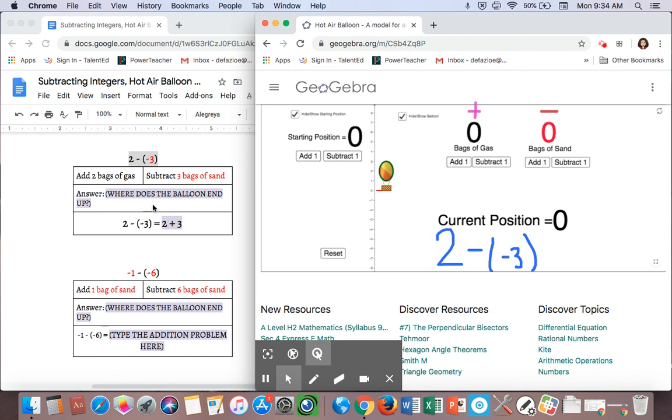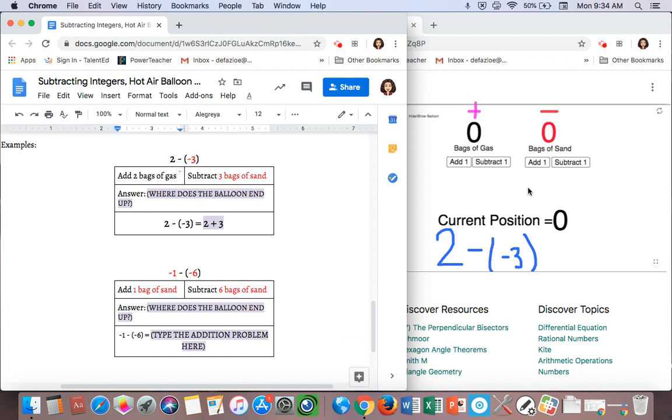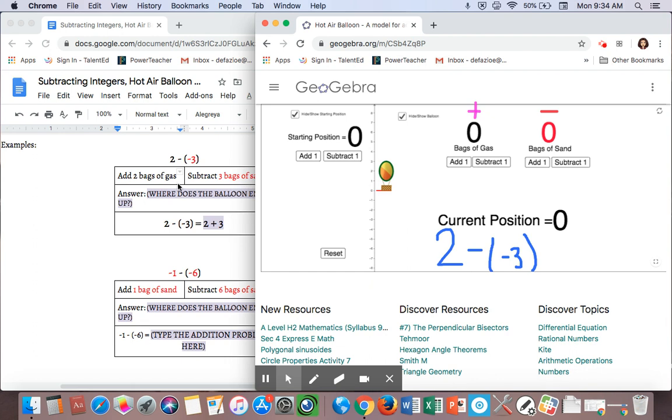So similarly to what the problems looked like above, where we have this 2 is positive. Remember, positive numbers are bags of gas. So I'm first going to be adding 1, 2 bags of gas because, again, this 2 is positive. And remember, bags of gas represent positive numbers. And then I'm subtracting -3. Remember, these negative numbers are bags of sand. So if I'm subtracting -3, that means I'm subtracting bags of sand. And I'm going to say 1, 2, 3 here.